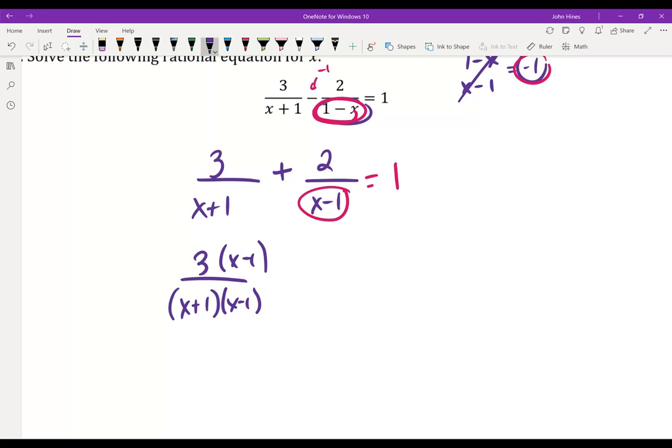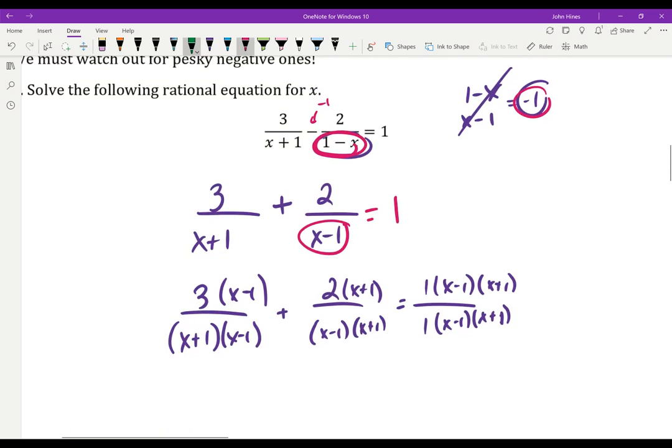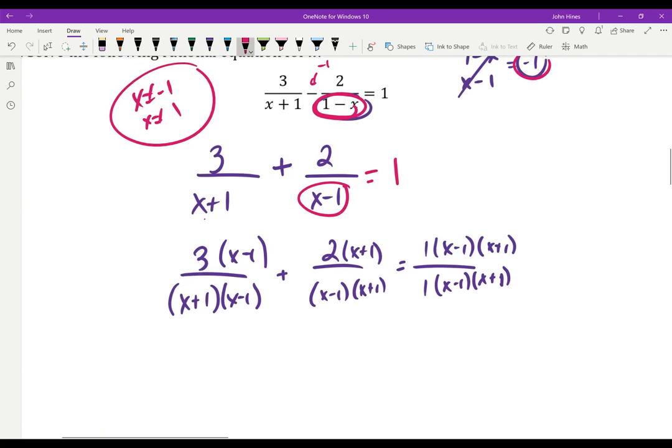I'm going to add that to the top and bottom. I need an x plus 1. And then over here I've got nothing, so I need both of them. I've got a common denominator. Oh, first of all, I should have said x cannot equal negative 1 and x cannot equal positive 1. I always forget to do that. Look at your denominator and see who you can throw out. Because now I don't have a denominator.